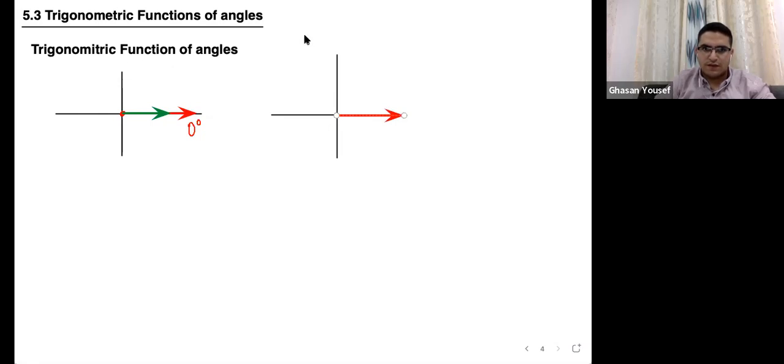And this is my terminal side, making an angle measure of 90 degrees. So this is my terminal side. The angle here in the second one is 90 degrees. If you want to convert 90 degrees to radians, it is equal to pi over 2 radians.